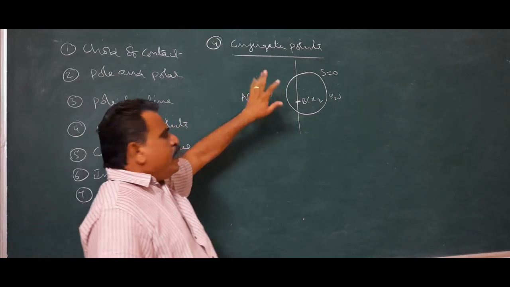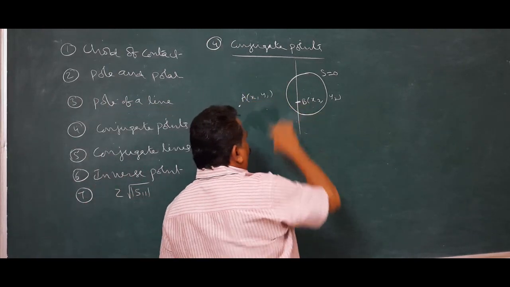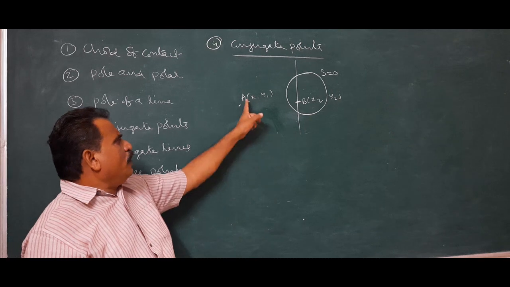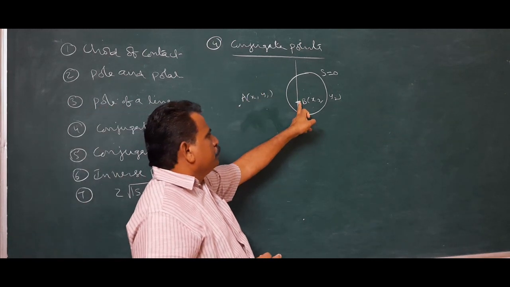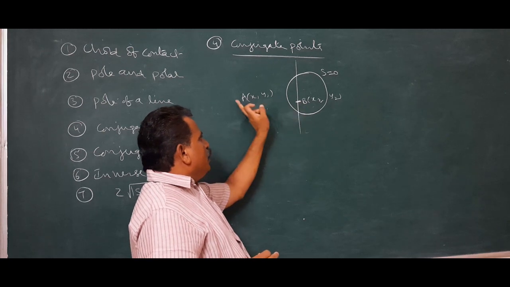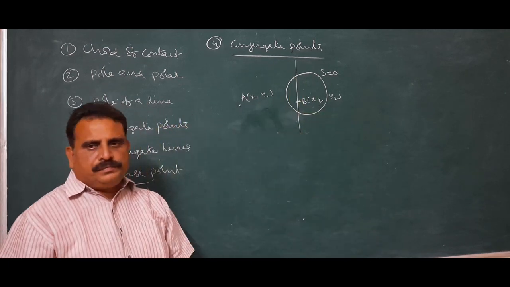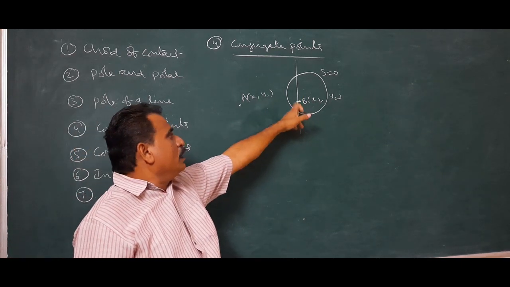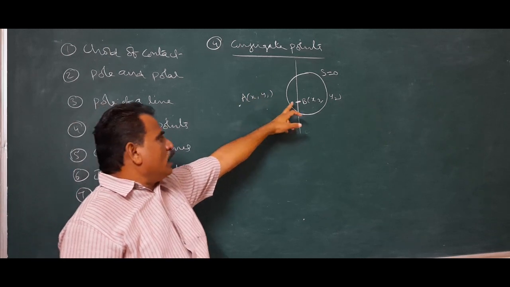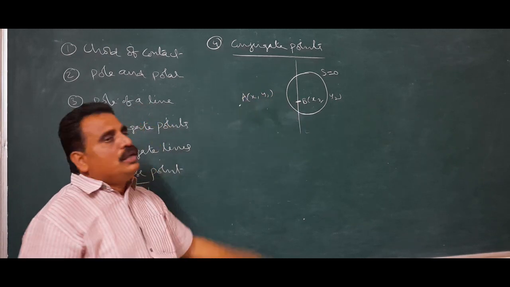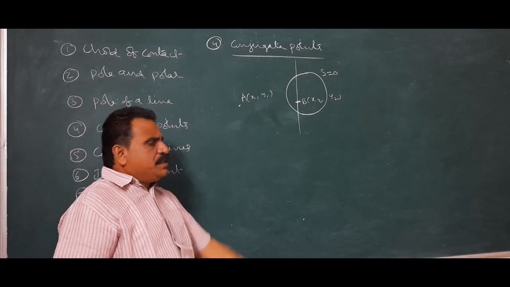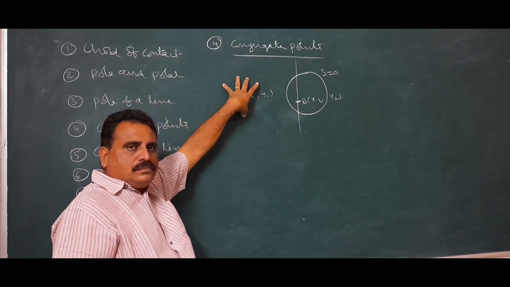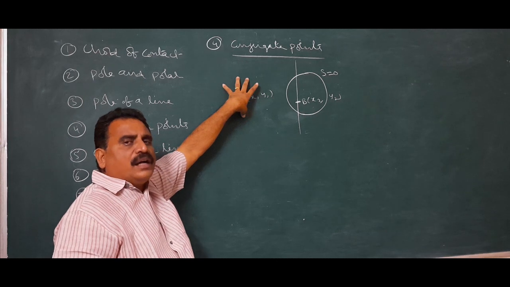Conjugate points. A (x1, y1) and B (x2, y2) are two points. These two are conjugate if the polar of A passes through B, then we say that A and B are conjugate points. If the polar of A passes through B, automatically the polar of B passes through A. If we draw the polar of B, definitely it passes through A. A is a fixed point. The conjugate points of A are infinite. Conjugate points of A are infinite points.